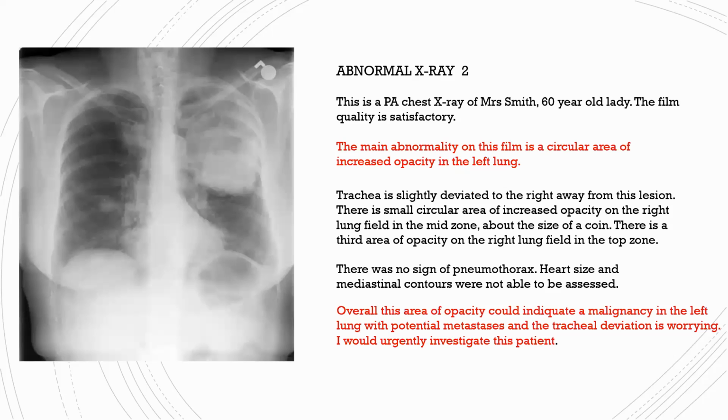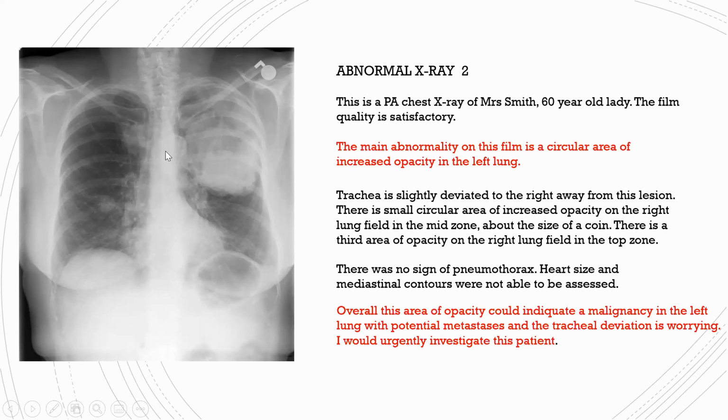There's a lot to talk about, okay? So this is a PHS X-ray of Mrs. Smith, 60-year-old lady. The film quality is satisfactory. Yeah. The main abnormality on this film is a circular area of increased opacity in the left lung. I could even say the left upper zone of the lung. The trachea is slightly deviated to the right, away from the lesion.